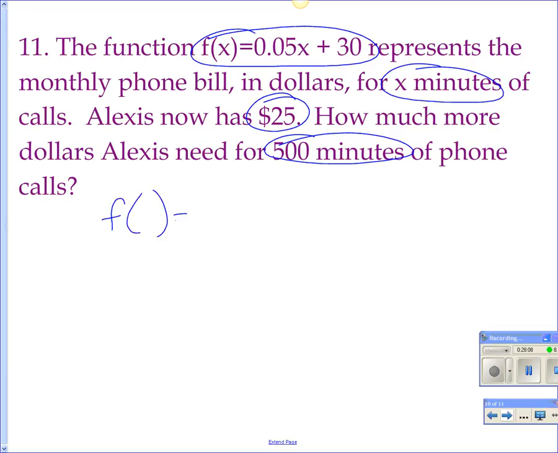Okay? All right, let's build our frame. F of the empty set equals 0.05 times the empty set plus 30. Build our frame. All right, Chuck, what letter was in parentheses? X. And Chuck, what did X stand for? Good. And which one of those numbers is minutes? Good. So 500 goes in. Okay. All right, Ethan G, what are you getting? For this, you get 55? Okay.